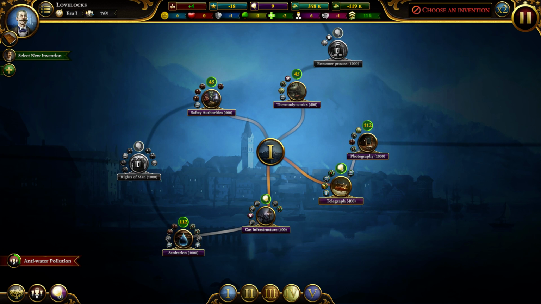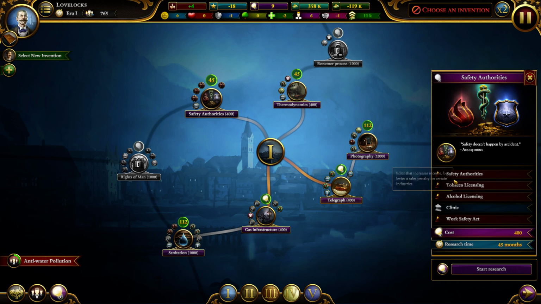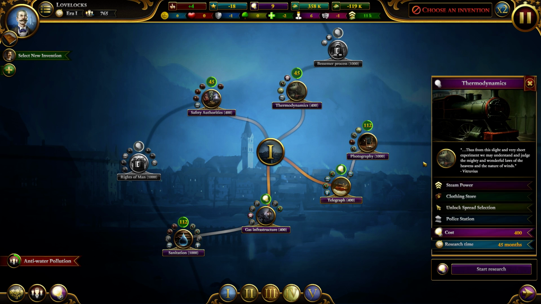What are we going to research next? Should we go for like... I feel like safety authorities is a good time. It's a good time to build that. Or maybe thermodynamics so we can build a police station. Because we do need to... What are we in most need of?